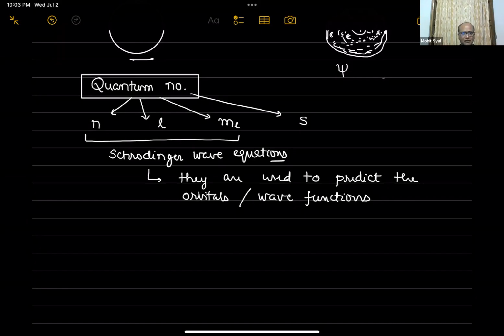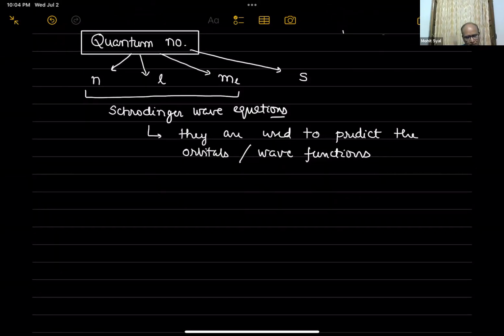They are used when the values are put in those functions, you get the actual shape of the waves. But we are not going to proceed in that manner. Instead, we will follow a different approach which is much easier. This is known as the principal quantum number.